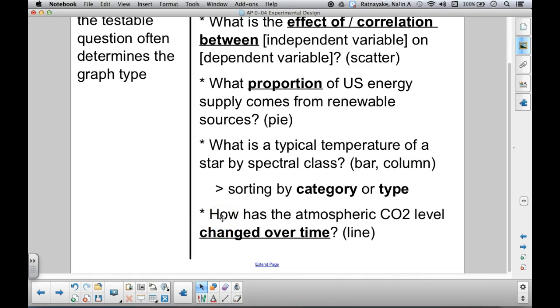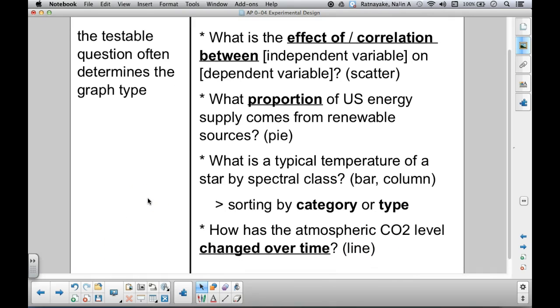And there's another kind of testable question, which is, how has the atmospheric CO2 level changed over time? Keywords here, changed over time. If I'm looking for something that is a general trend, something that is changing over the course of years or months or minutes or seconds, if the x-axis is time, you're probably looking at a line graph. And there are more testable questions than this. There are more types of graphs and charts than this. But these are the four main ones, and I think these four capture a lot of the different kinds of data and experiments that we're going to be wanting to perform.